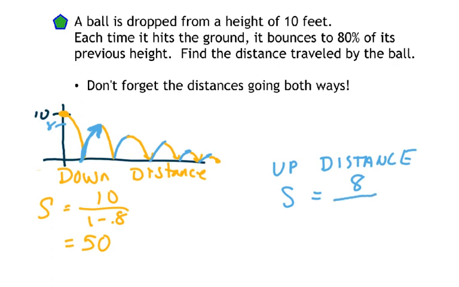We still have a 0.8 change in our height each time. And so we get with this 40 feet. And so our total would be the 50 plus the 40. We get 90 feet traveled total, both down and back up again by the ball before it stops.